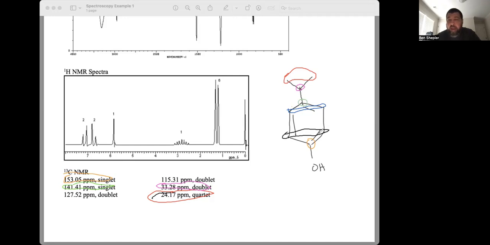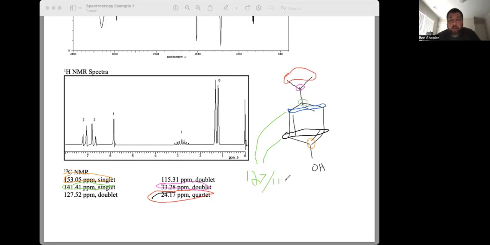And then we have two doublets, and the blue one here and the black one here should be doublets. And it's hard to say which one is which. It can be tempting to say that this is probably the 127, the black one, because it's closer to the alcohol, but sometimes it doesn't come out the way we expect with the benzene carbons. So especially for the doublets, I'm not going to say which one is which, but I know one of them is 127 and the other one is 115.